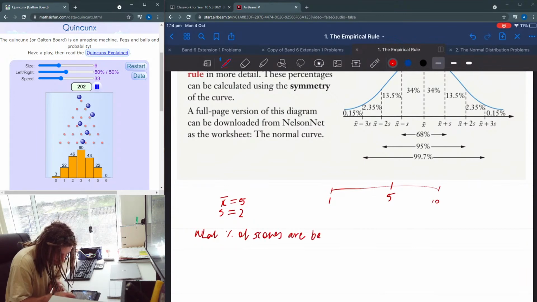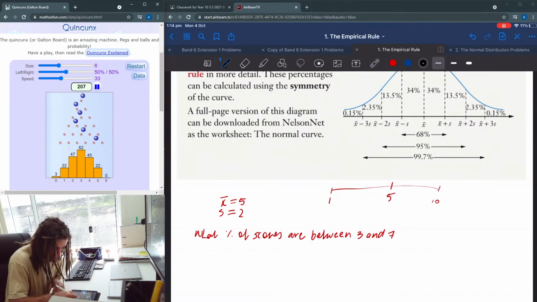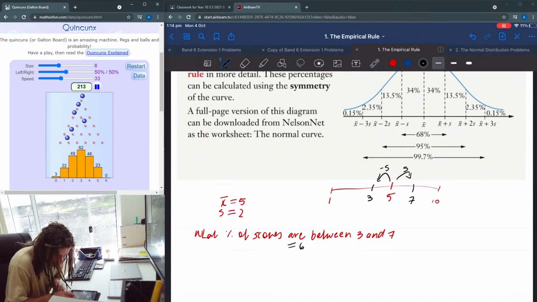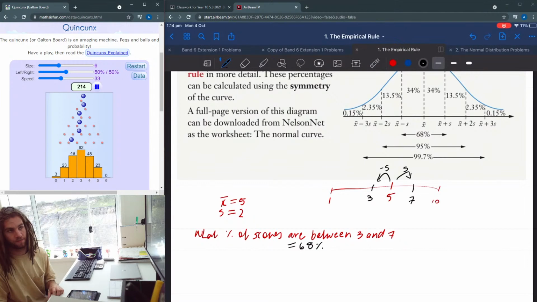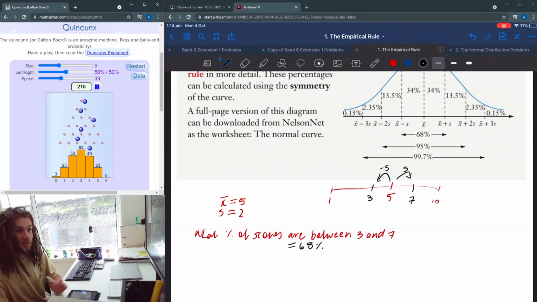are between 3 and 7? Well, I know that 3 is here and 7 is here, and that's a standard deviation away from the mean. That means that 68% of the scores are within here. So that equals 68% of the scores. I hope that kind of makes sense. Anyway, that's it. That's all I really want you to know.